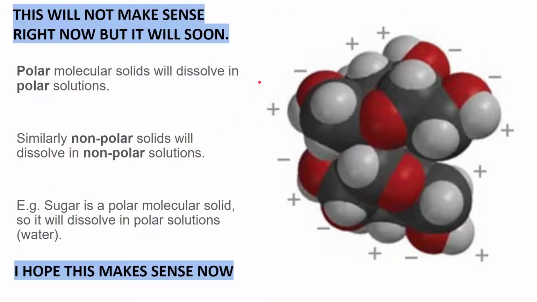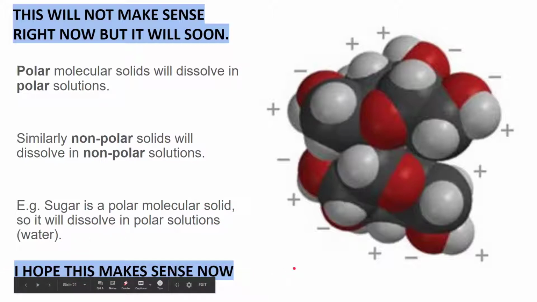So I said this. I made this slide last term. This will not make sense right now, but it will soon. Polar molecular solids will dissolve in polar solutions. Similarly, non-polar solids will dissolve in non-polar solutions. Like dissolves like. Sugar is a polar molecule, so it will dissolve in polar solutions like water. I hope this makes sense now.